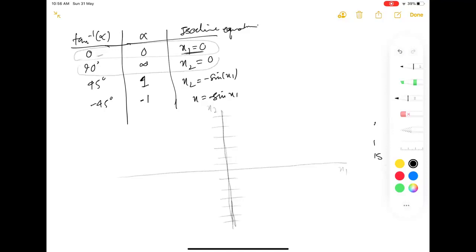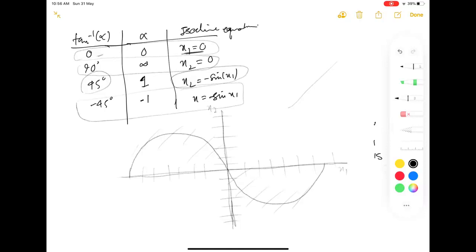So this is how the phase trajectory is going to cut this line. In a similar way, for an angle of 90 degrees, the isocline would be x2 is equal to 0. So this is the x2 is equal to 0 line, and the phase trajectories are going to cut it at 90 degrees. So it's going to be like this. This is 90 degrees slope. And for x2 is equal to minus sine x1, the angle at which the phase trajectory would cut this would be 45 degrees. So minus sine x1 would be something like this. This would be cut at 45 degrees, so you can make this slope like this. 45 degree angle is this.